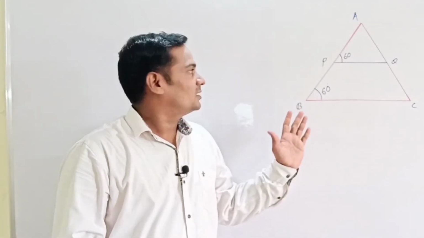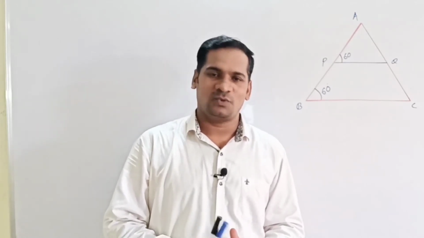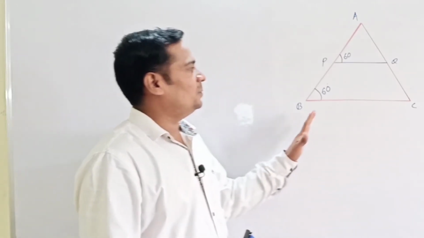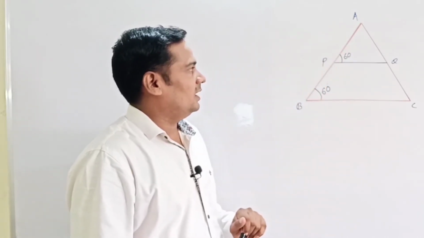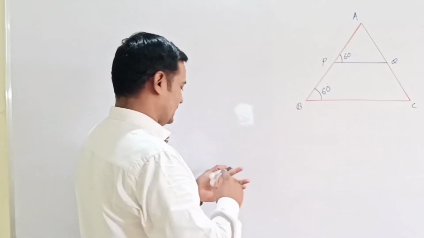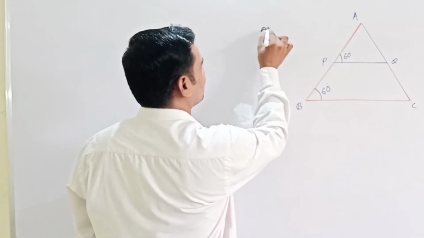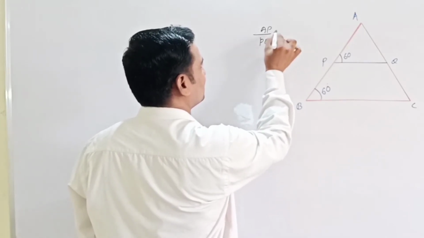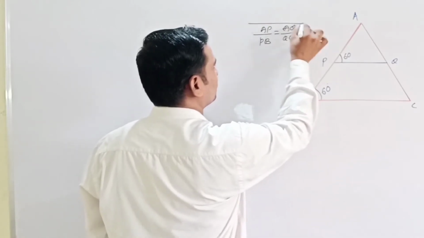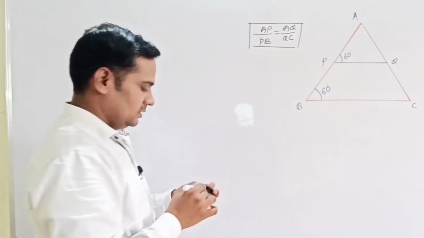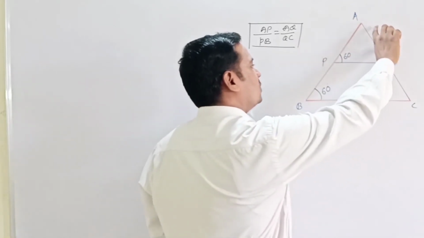Now this is question number 3 from practice set number 1.2. Now what is given in this question? Measures of some angles are given in the figure. And the question is, then prove that AP upon PB is equal to AQ upon QC. Now this is what we have to prove here. What is this? AP upon PB is equal to AQ upon QC.